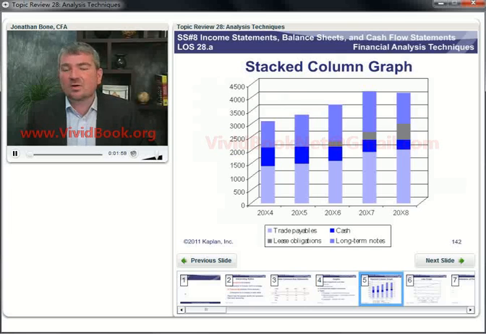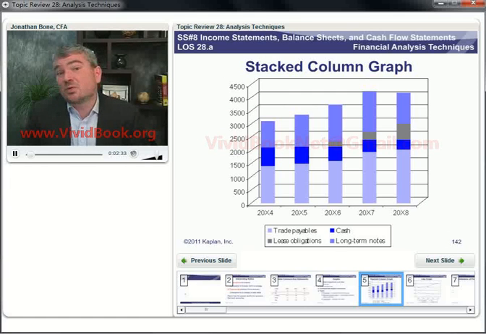Here's our stacked column graph. You can see we appear to be looking at payables, lease obligations, cash and long-term notes. So it's giving us some idea of our liquidity, if you like, in this particular case, and you can see how each component is changing over time. So you can see that we didn't seem to have any lease obligations until 20X6, and then they've grown considerably since then. But you can see as well that the cash balances for this company are dropping over that period. So it just gives you a nice representation over time.